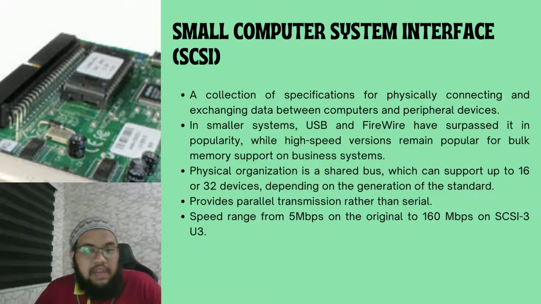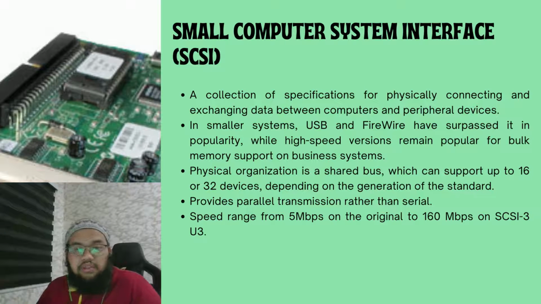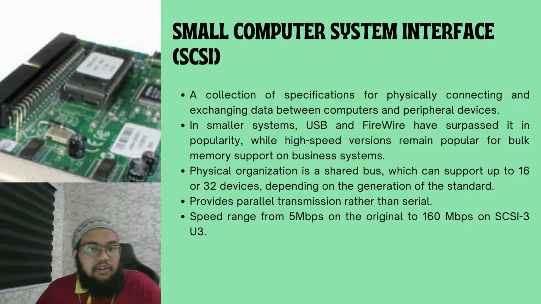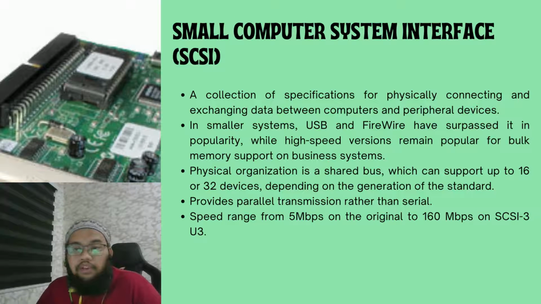So it provides parallel transmission rather than serial, and the speed ranges from 5 megabits per second on the original version to 160 megabits per second on SCSI Ultra3.